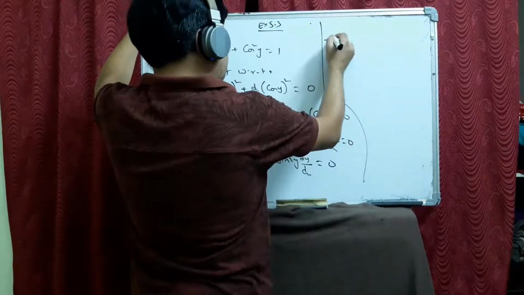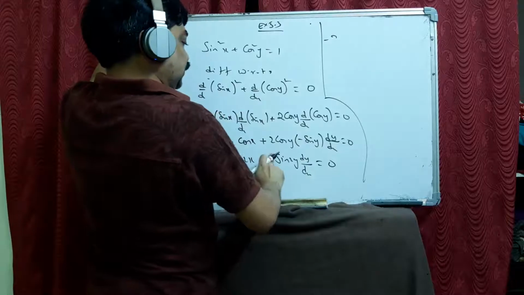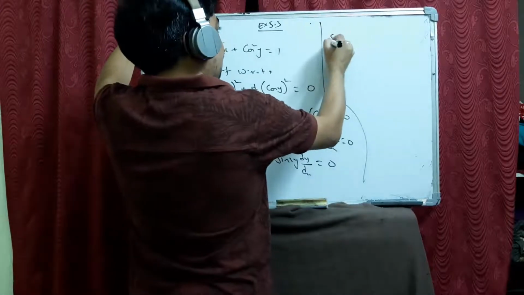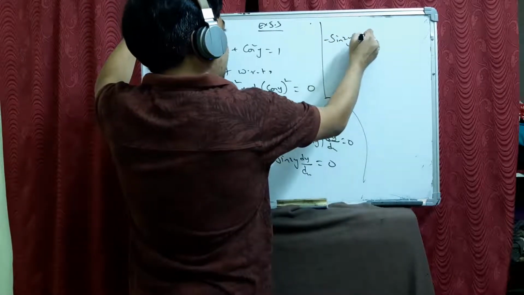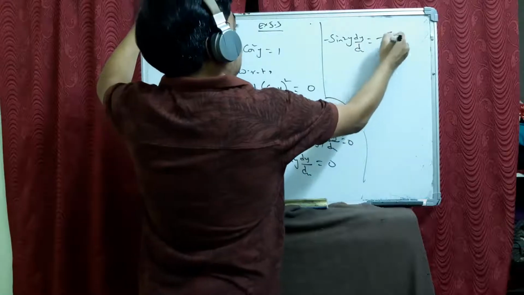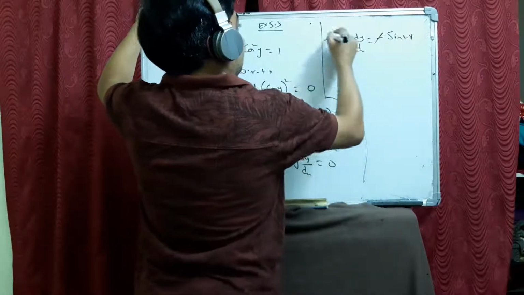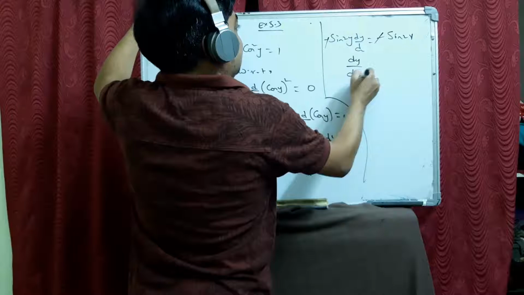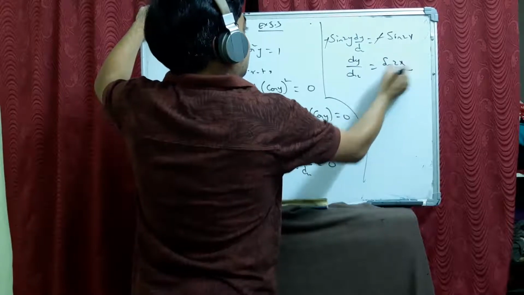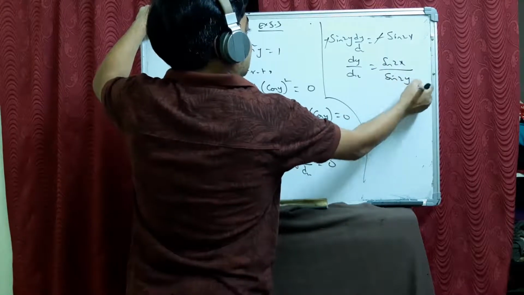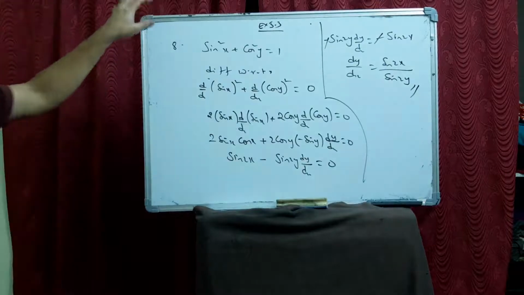It becomes minus, no 2, only sin 2y. Minus sin 2y dy by dx is equal to minus sin 2x. So dy by dx becomes sin 2x by sin 2y. Okay.